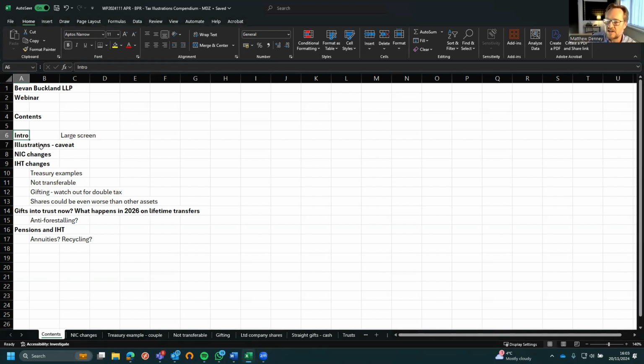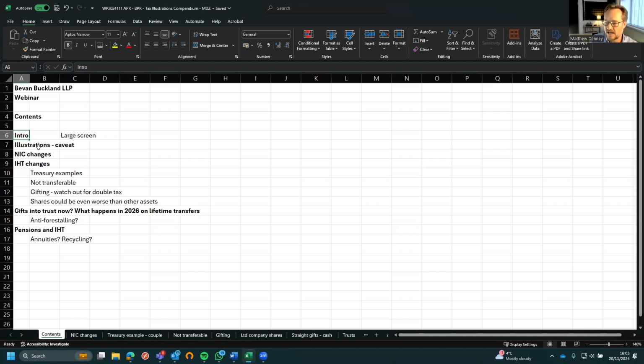These are illustrations that I'm going to be sharing, so there's a big caveat that comes with that. They are illustrations, they're not advice. Everything should be followed up with advice. There's a recording of this which can be shared. The spreadsheets themselves will not be shared. I think you'll understand why. It's badged up about inheritance tax.